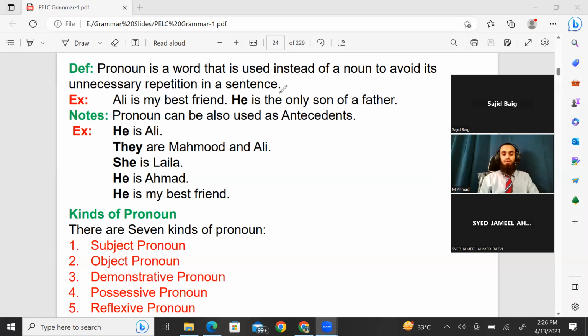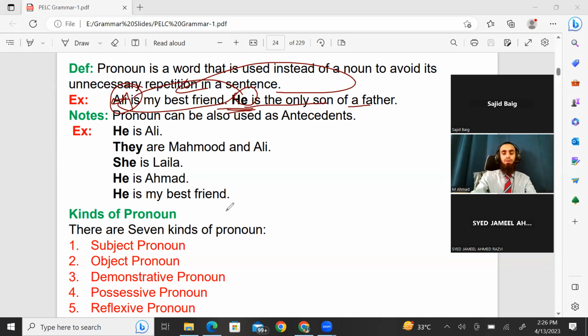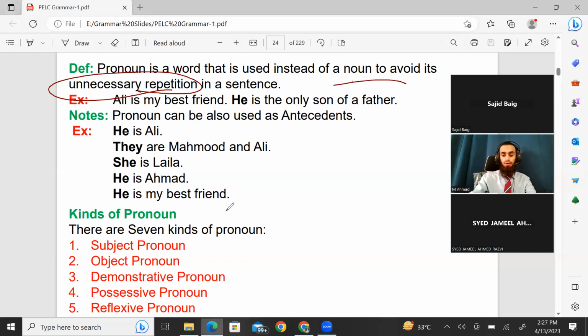Okay. So, for instance, Ali is my best friend. Now, instead of repeating the name Ali again while saying anything else about him, we must use a pronoun to avoid the repetition, for a formal and proper meaning. Like, Ali is my best friend. He is the only son of a father, right? So for that reason, we use a pronoun, which can be used as an antecedent and can be used to avoid unnecessary repetition of a noun.